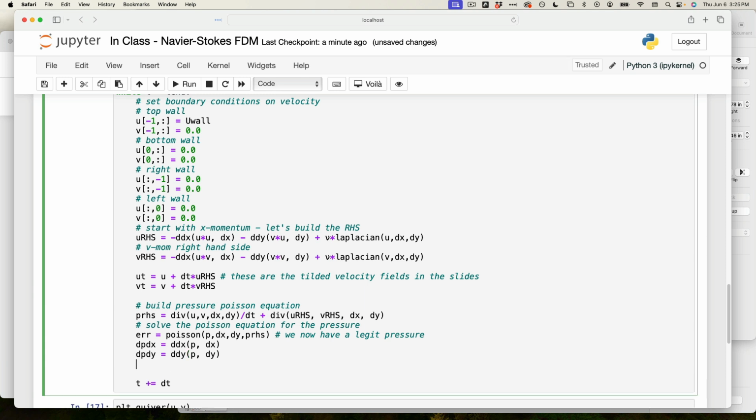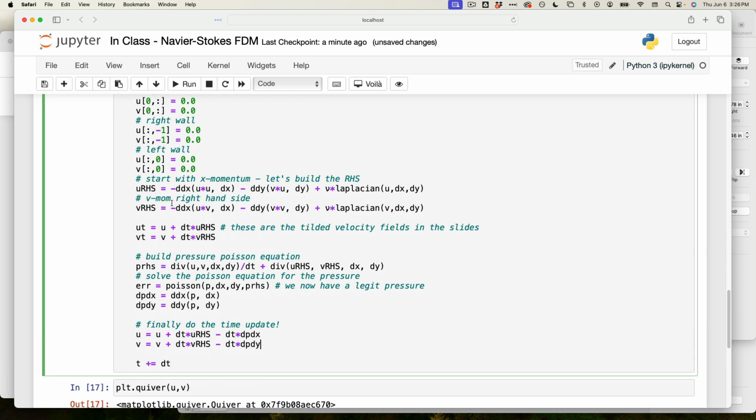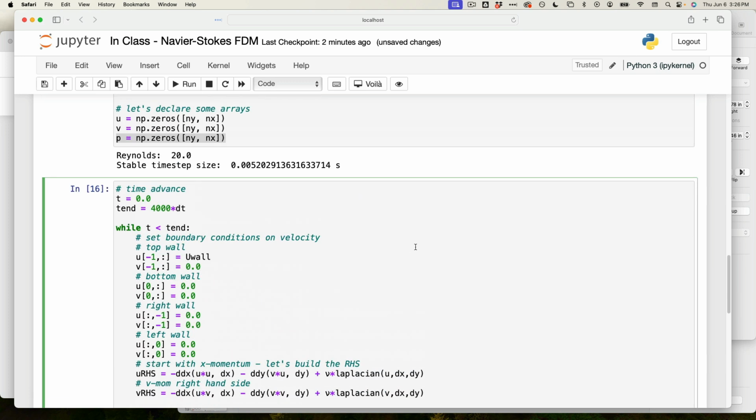And now finally I can do my time update. Say u is equal to u plus dt times u right-hand side minus dt times dp dx, right? And v is equal to v plus dt times v right-hand side minus dt times dp dy. Agreed? So those were the terms in our discretization. And that's it.